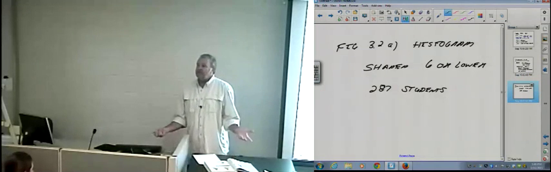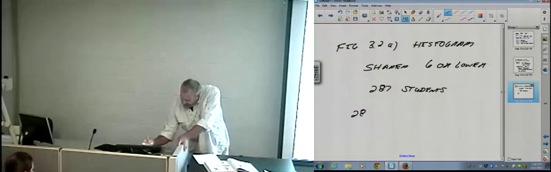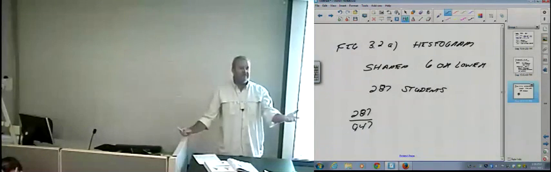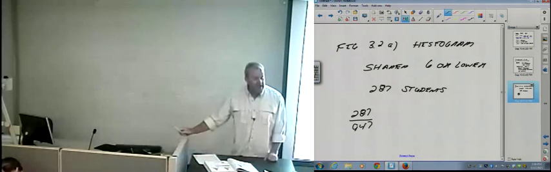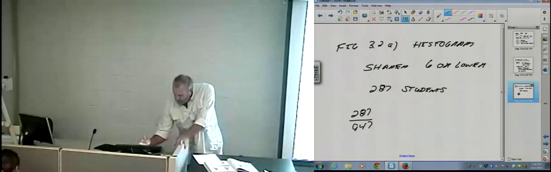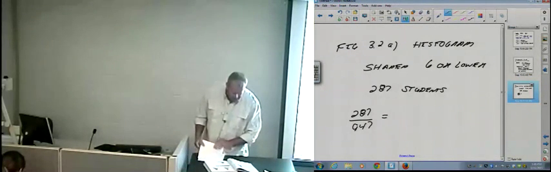Well, what's the proportion of students that scored 6 or lower? If you take 287, divide by 947, why 947? That's all of them in the histogram. That's all the individuals you have. That equals a proportion of, what do I get here? 0.303.